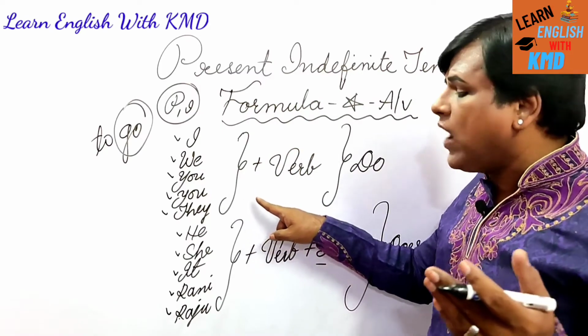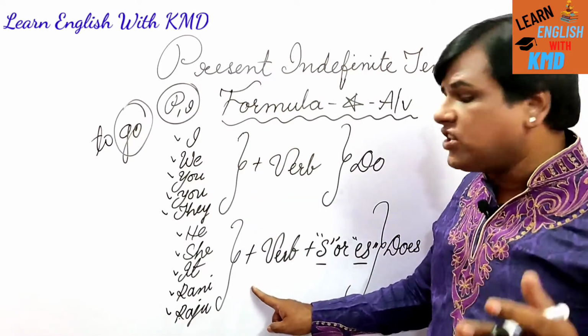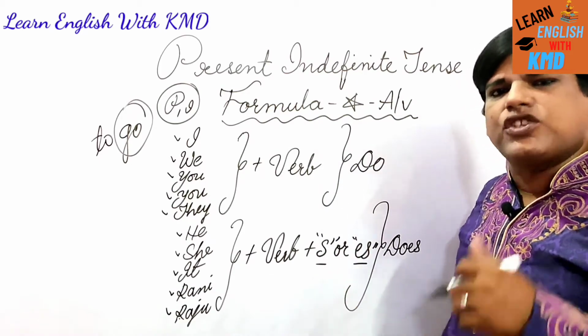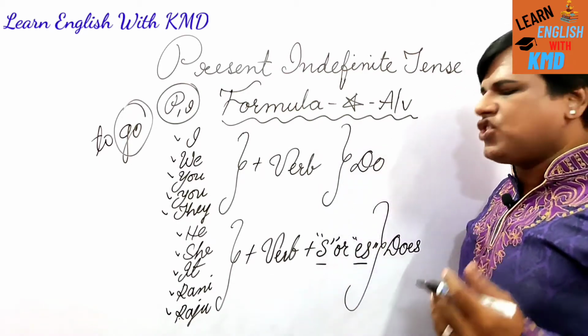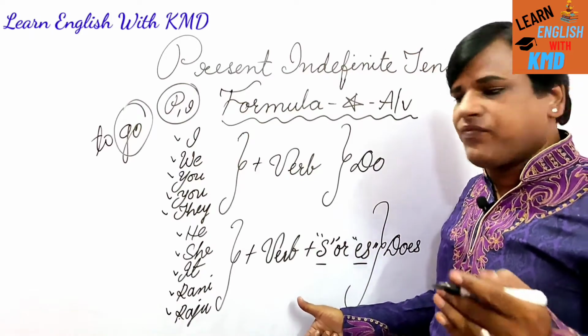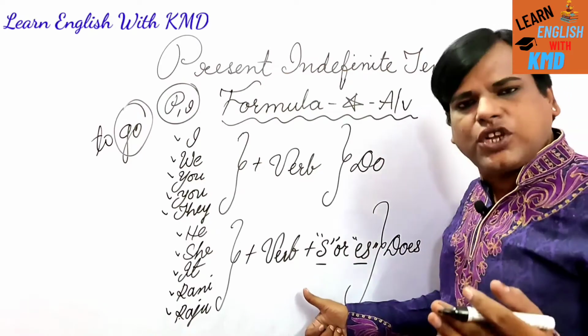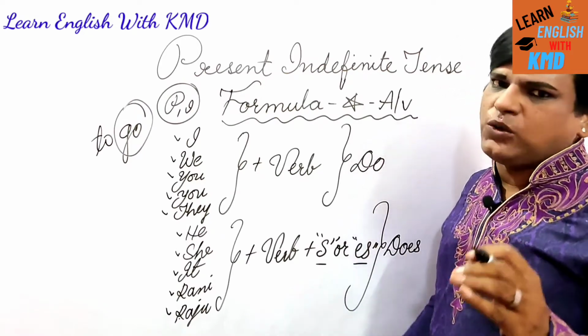Let's talk about the same verb with third person singular. He, go plus es, it becomes goes, and the right sentence is he goes to college. She goes to college. It goes to college. Ronnie goes to college and Raju goes to college.